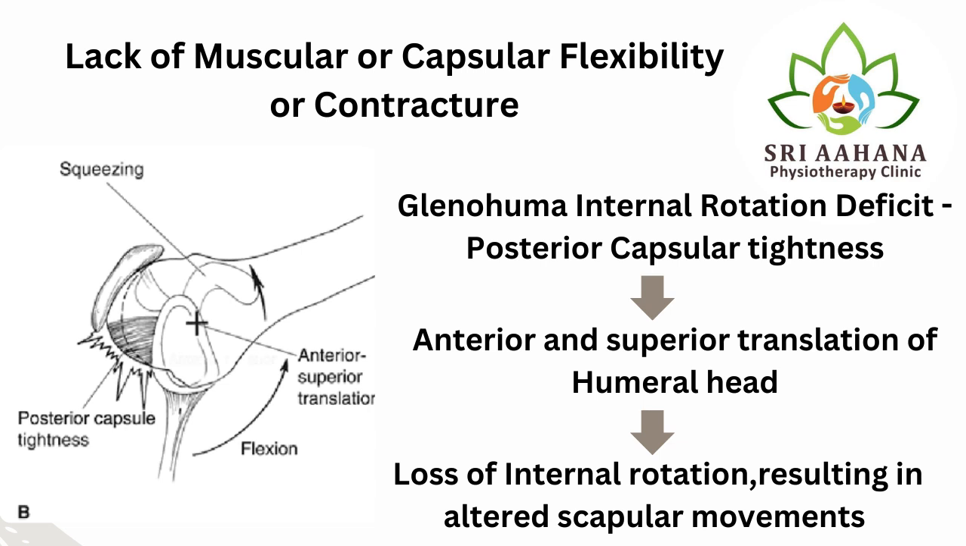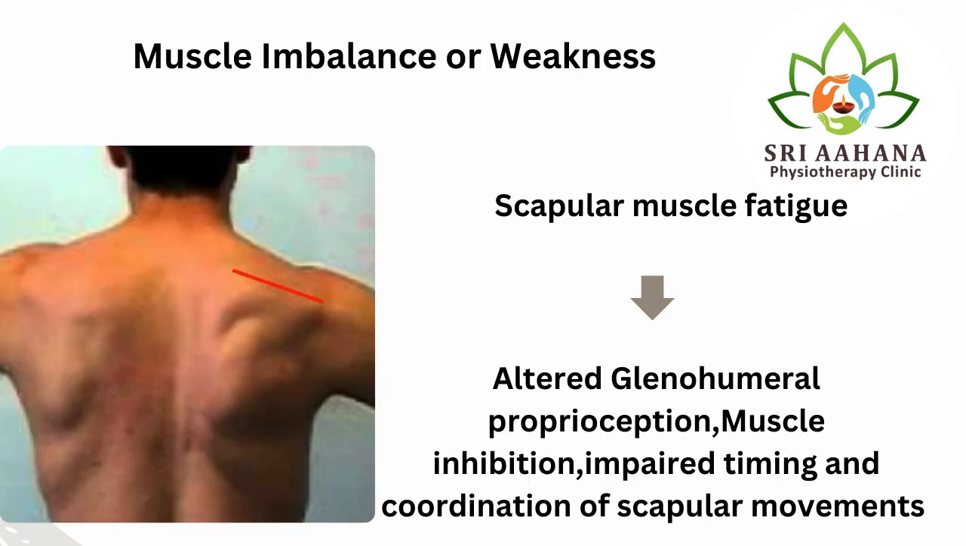We have the lack of muscular or capsular flexibility or contracture. When there is glenohumeral internal rotation deficit because of the posterior capsular tightness, there is anterior and superior translation of the humeral head. There is loss of internal rotation resulting in altered scapular movements.